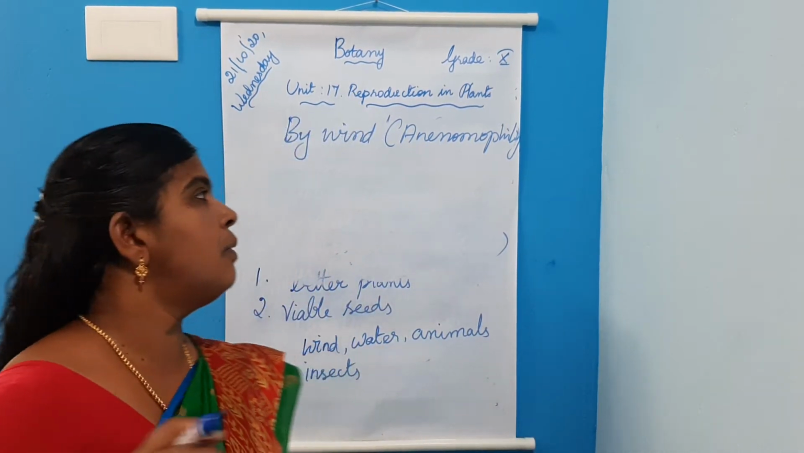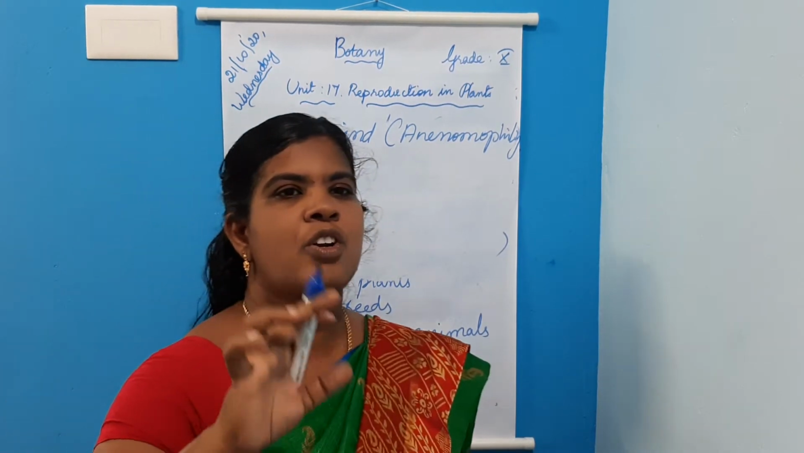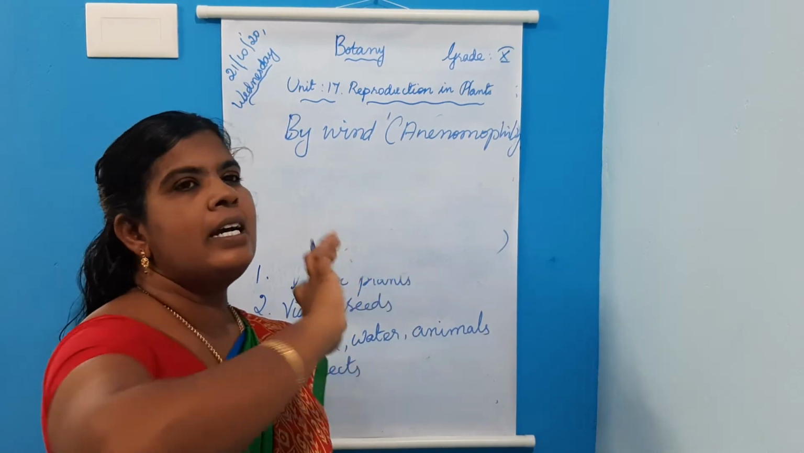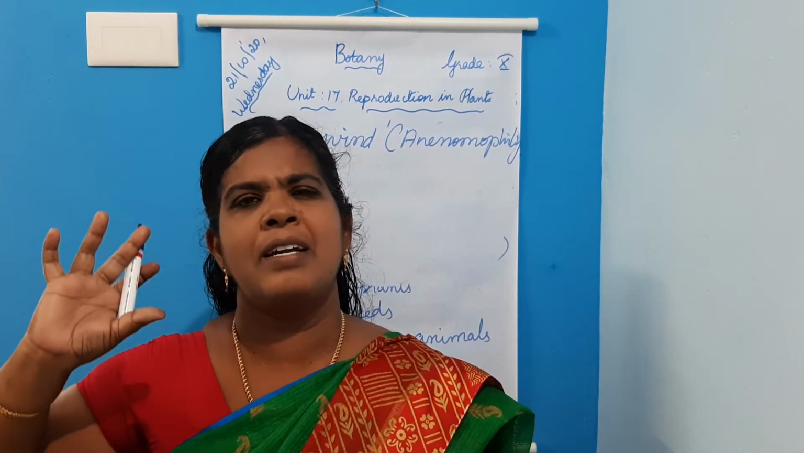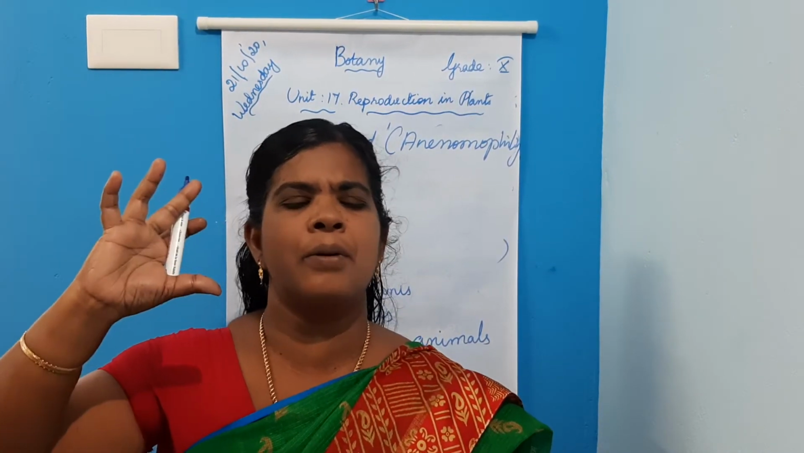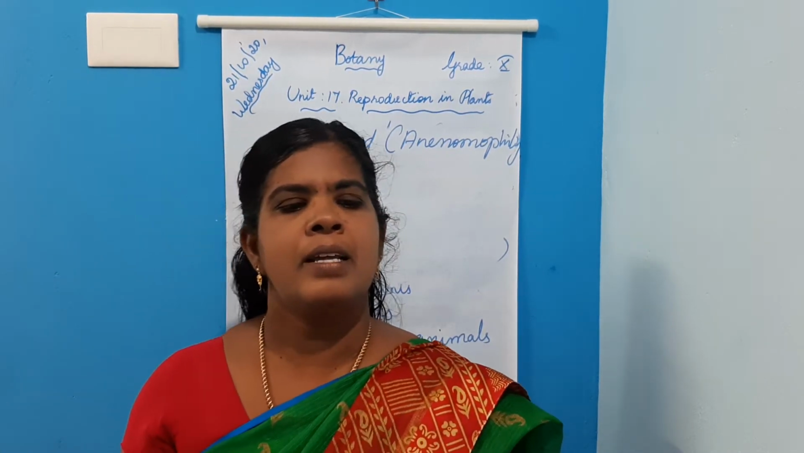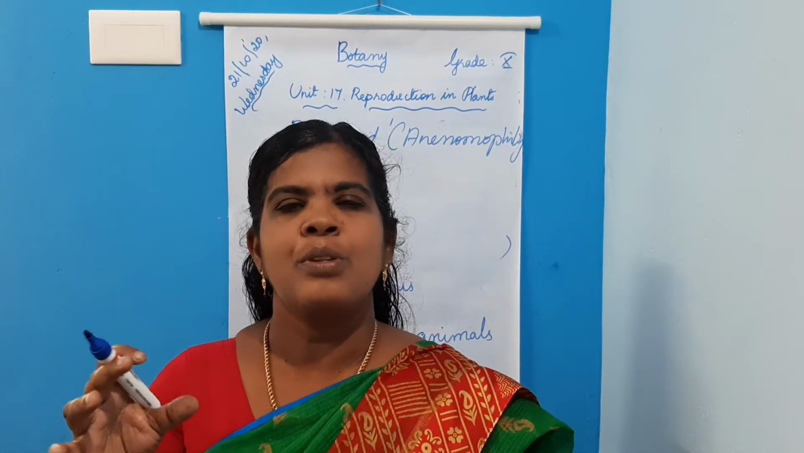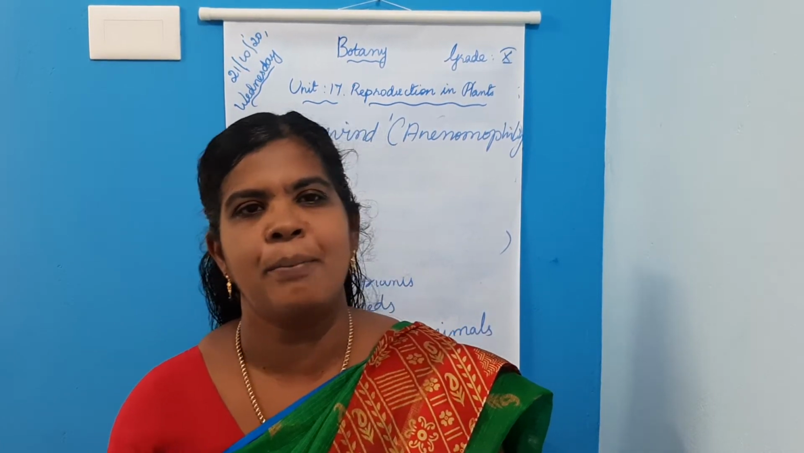What is called anemophily? Flowers which are pollinated by wind are called anemophilous flowers. The process is called anemophily. The anemophilous flowers should possess certain characteristic features. First, these flowers produce an enormous amount of pollen grains. Then the pollen grains are small, dry, smooth and lightweight. Then only they can be blown away by wind.